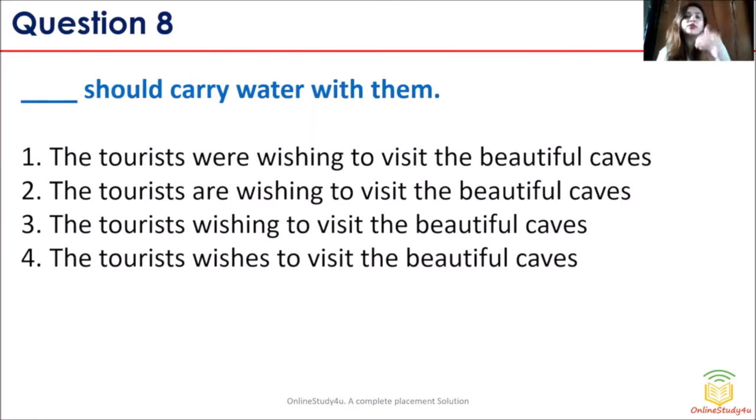Again, it's talking about a few tourists who are going to visit the beautiful caves, but we are not getting the context correctly. "The tourists wishing to visit the beautiful caves should carry water with them." This does make sense. It's saying that the tourists who are specifically wanting to visit the beautiful caves, only those tourists should carry water with them. So this is a demonstrative adjective where it's trying to specifically point out, like "the book that is kept on the table is red in color", right? It's talking about that particular book which has been kept on the table. Similarly, the tourists wishing to visit the beautiful caves should carry water with them.